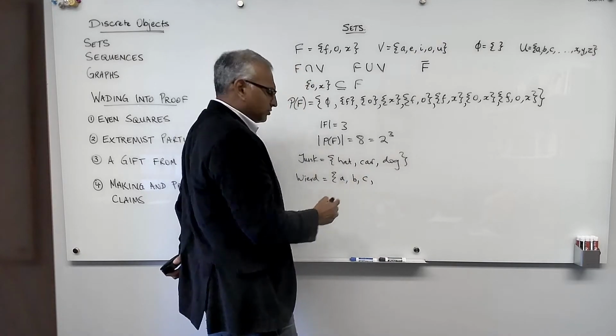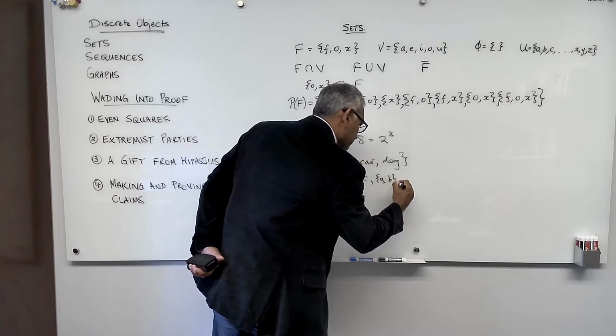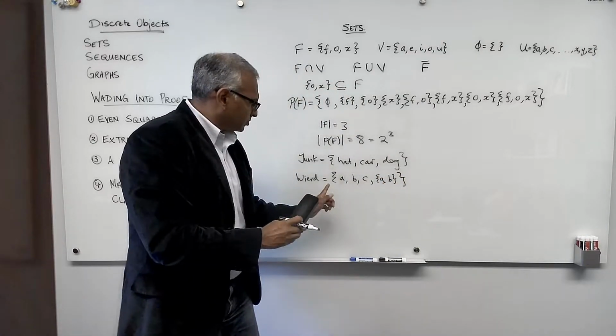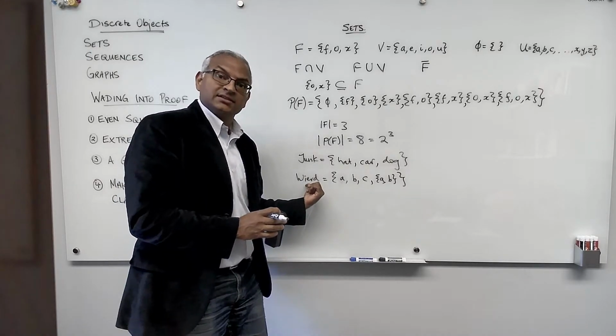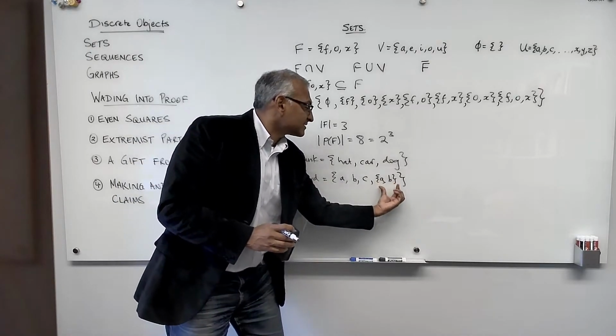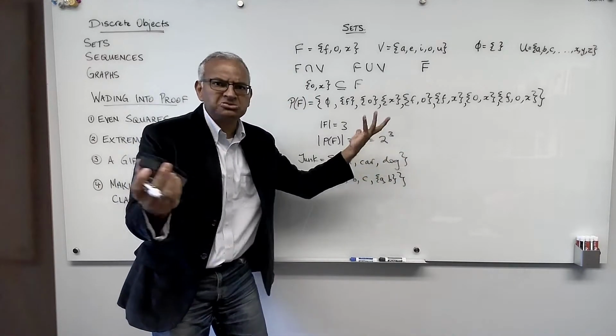And now I'm going to put into this set a set, which is {A, B}. So these two curly braces indicate my set, weird. But what does my set weird contain? Well, it contains letters and a set. That's perfectly fine. A set can contain almost anything.